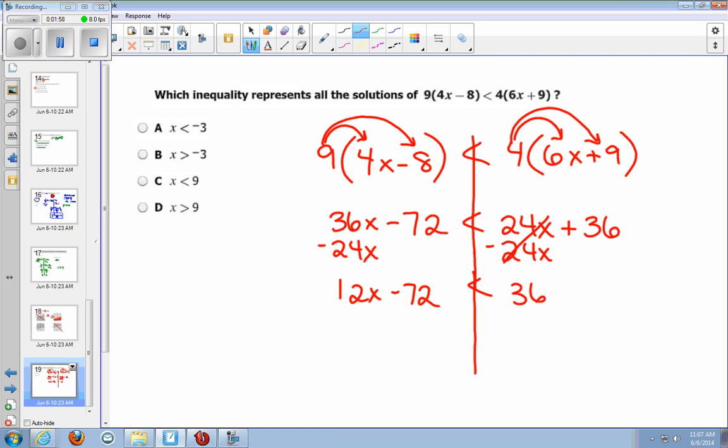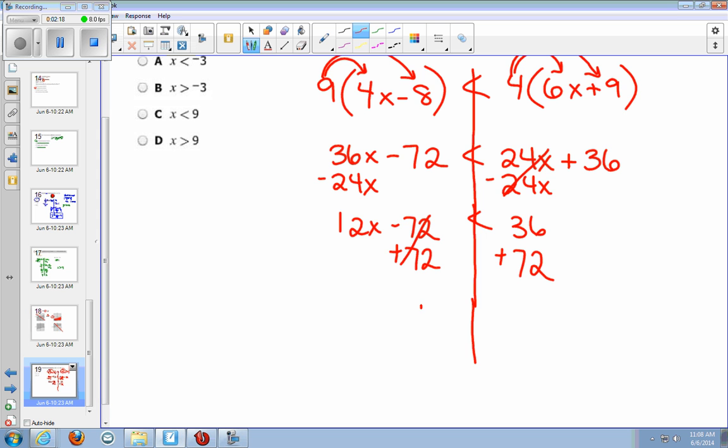Then I cover up the variable that I'm solving for. So because I'm solving for 12x, I cover it up. Outside of my hand, I see a negative 72. So I use inverse operations to move that to the other side. So I add 72. And I end up with 12x is less than 108.